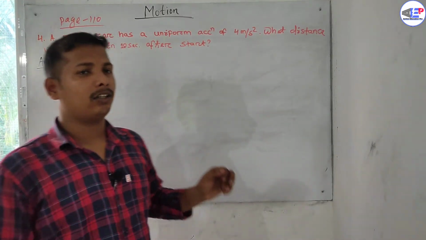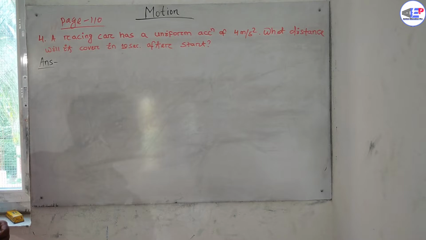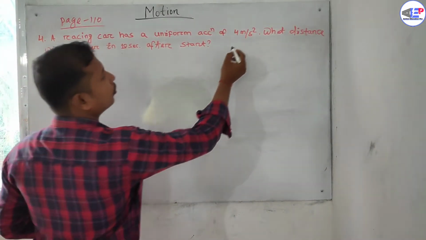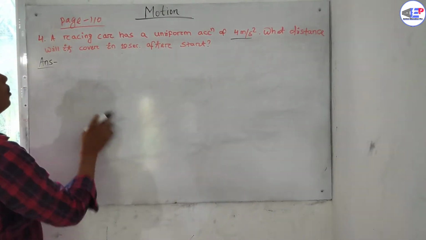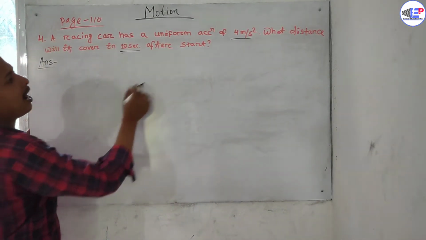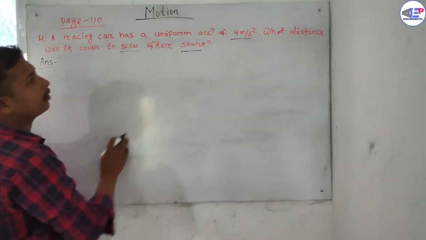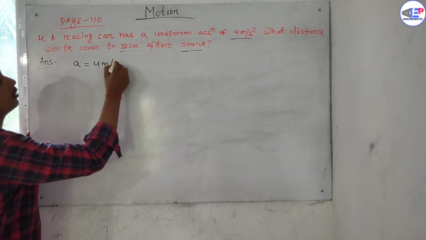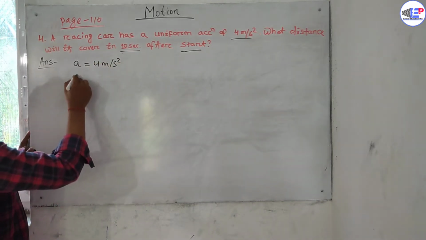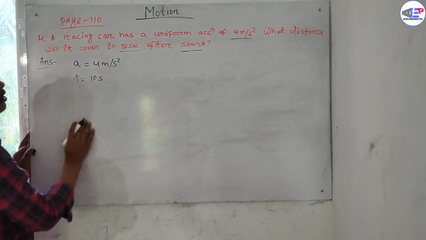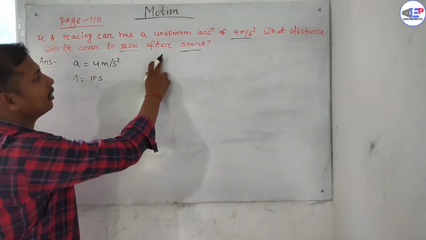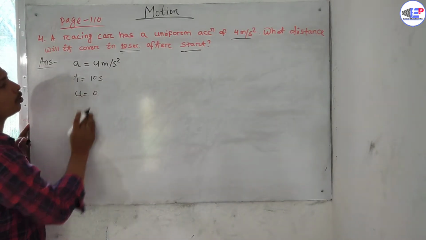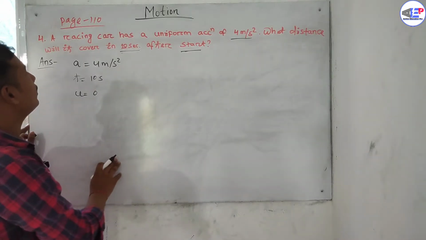Let us solve another question from page number 110. The question is that a racing car has a uniform acceleration of 4 meter per second square. What distance will it cover in 10 seconds after the start? So here given that acceleration is 4 meter per second square, time t is 10 seconds, and given that it begins from the starting position, that means its initial velocity u will be equal to 0. We have to find out the distance it travels.